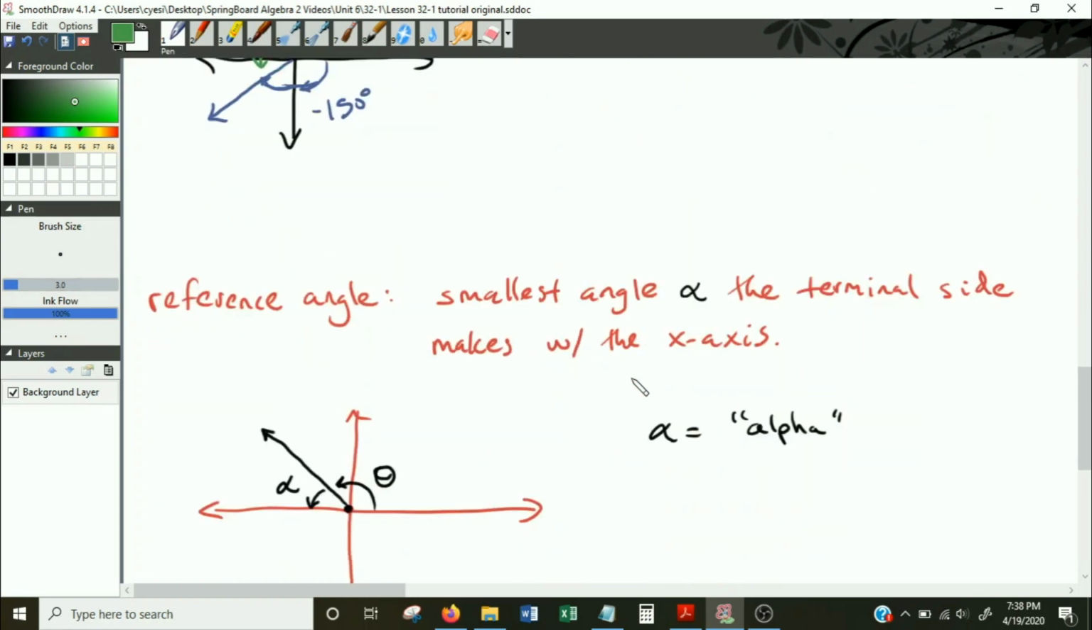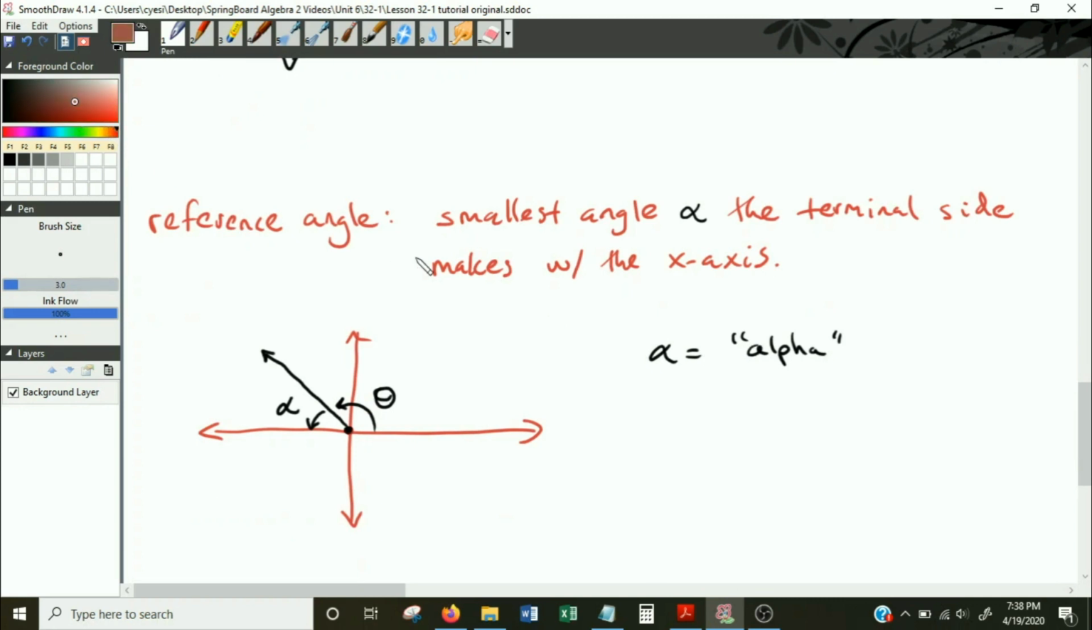Okay, so moving on, we're going to introduce now the topic of reference angle. A reference angle is, let's say you have theta, which is the actual angle, then alpha is the smallest angle that the terminal side makes with the x-axis. So if I have my angle like this, theta extending like that into the second quadrant, then this part here is alpha. If I have an angle going like this, and this is theta, then this part will be alpha. So it's the smallest distance to the x-axis.